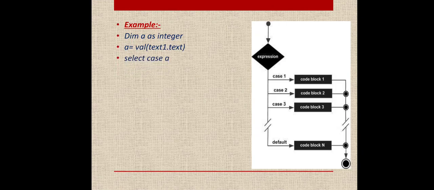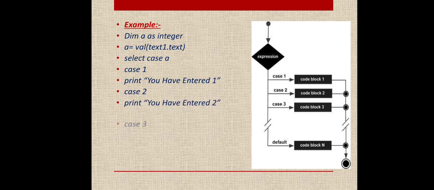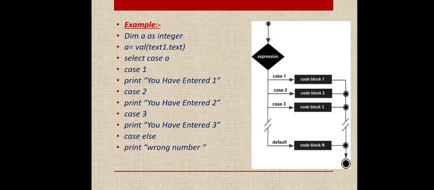We write Select Case a. For example, Case 1 print you have entered 1, Case 2 print you have entered 2, Case 3 print you have entered 3, and Case Else print wrong number, and finally End Select. See what happens in this program. A text box, we got the value from the text box. If we put 1 in that text box, simply case 1 will get executed. That is, we will get the message you have entered 1.